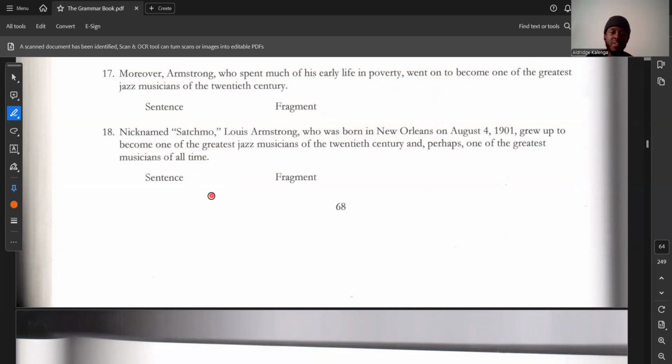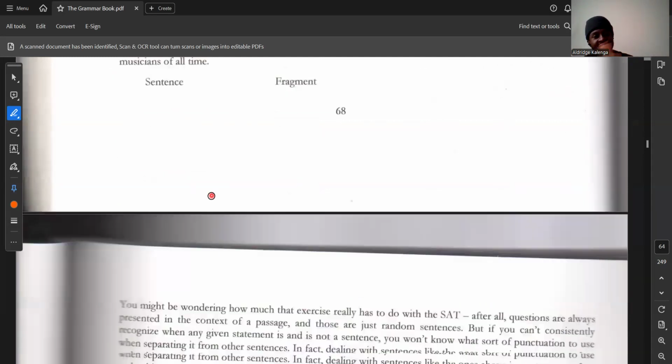Nicknamed Satchmo, Louis Armstrong, who was born in New Orleans on August 4, 1901, grew up to become one of the greatest jazz musicians of the 20th century and perhaps one of the greatest musicians of all time. And finally, a sentence. Oh, I love how you guys said that in unison. You guys just spoke at the same time.